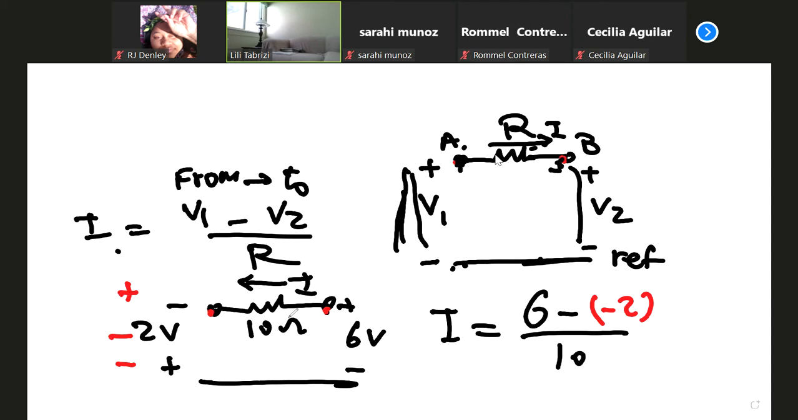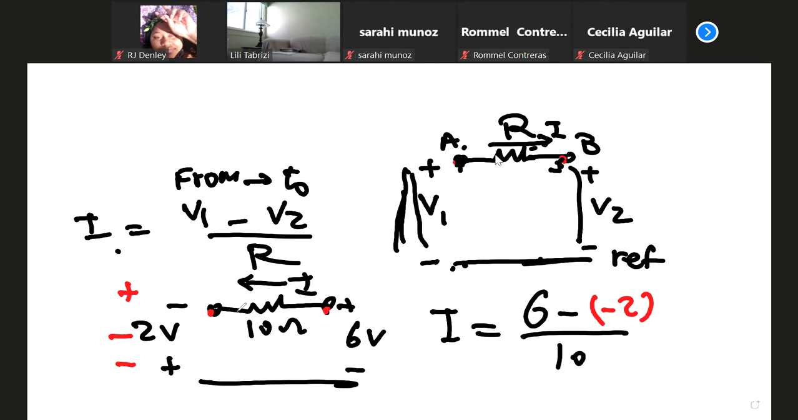Remember, if you don't know the shortcut, what's the procedure? You have to write a KVL and you have to write Ohm's law. You bypass both of them. One shot, you can write current. Any question about this observation?